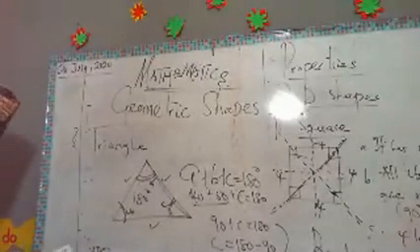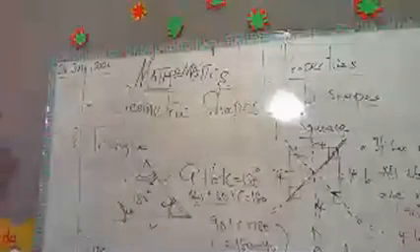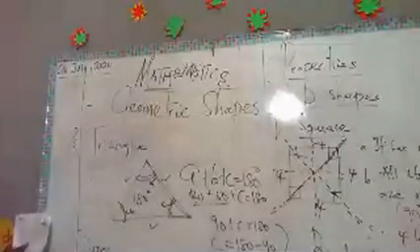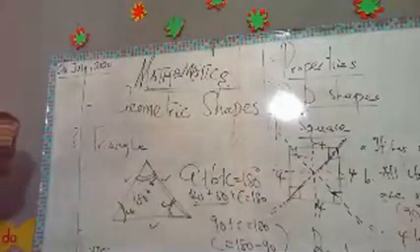According to the sides of a triangle, we have 3 classes of triangle. Triangle is classified into 3. According to what? According to the sides that we have. The first one I'll mention is equilateral.